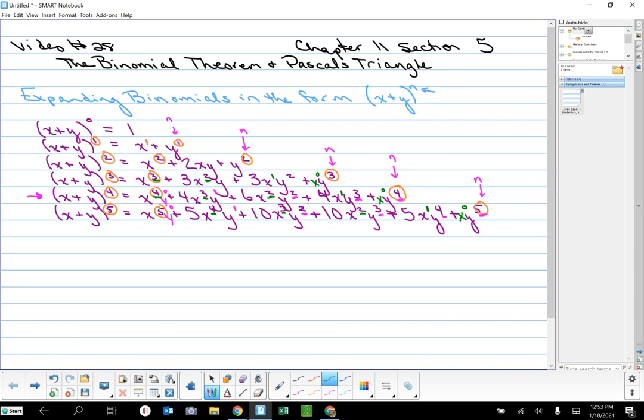The coefficients, numbers in front of the variables, have this, like, notice it's 1, 3, 3, 1. 1, 4, 6, 4, 1. 1, 5, 10, 10, 5, 1. So there's this kind of a pattern happening here, right? So we're going to actually write down 4 observations from that information. Okay, so observations from the binomial expansions.